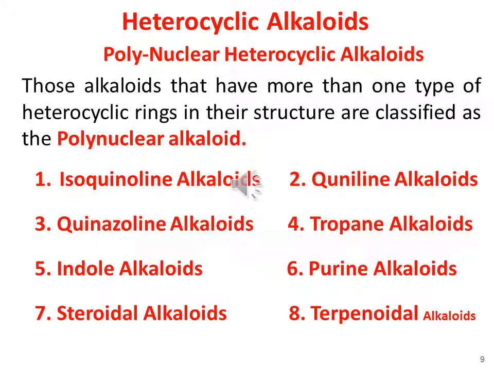Those alkaloids that have more than one type of heterocyclic ring in their structure are classified as the polynuclear alkaloids. These include isoquinoline alkaloids, quinoline alkaloids, quinoxaline alkaloids, propane alkaloids, indole alkaloids, purine alkaloids, steroidal alkaloids, and terpenoidal alkaloids. Let us discuss them one by one.